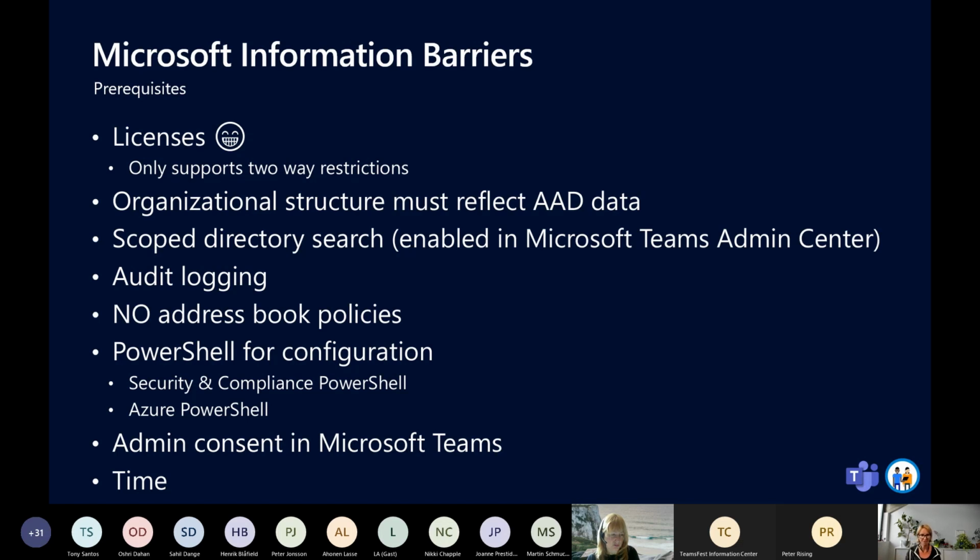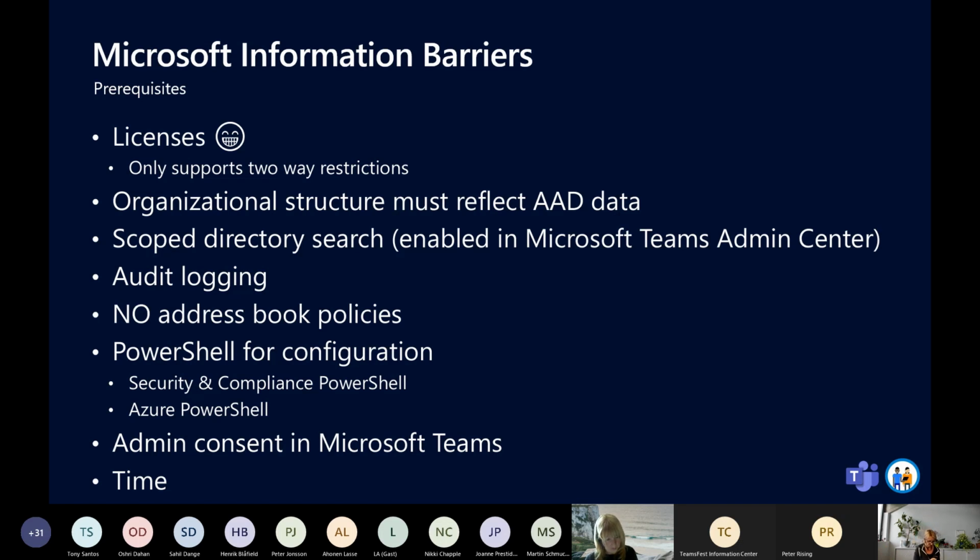I already mentioned that if you have set up address policies, Exchange address book policies, you need to make a decision. Do you want to stay with your address book policies, or do you want to set up information barriers? They can't work together. And you need, for the configuration, the Microsoft 365 Compliance Center. And to be totally transparent, you do the whole configuration through PowerShell. And you need the security and compliance PowerShell, the Exchange Remote PowerShell, because as I mentioned, it's based on Exchange, and also the Azure PowerShell commandlet. And you need to be an admin to run it within Microsoft Teams.